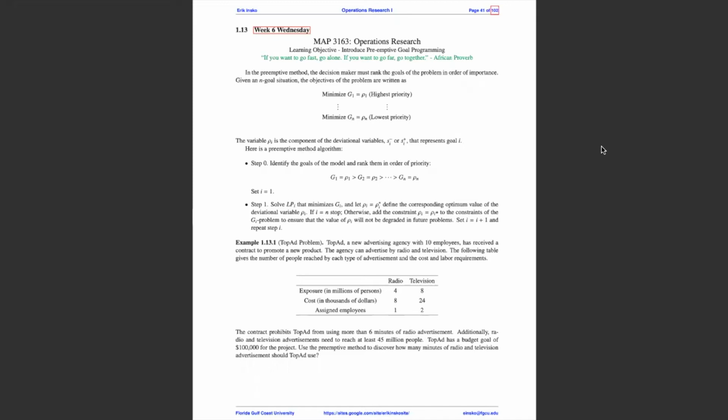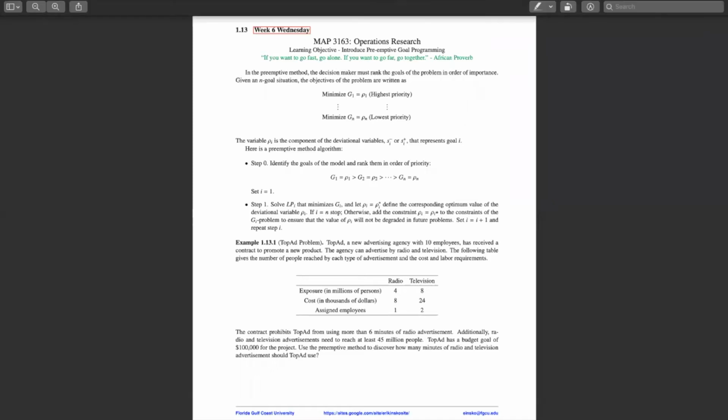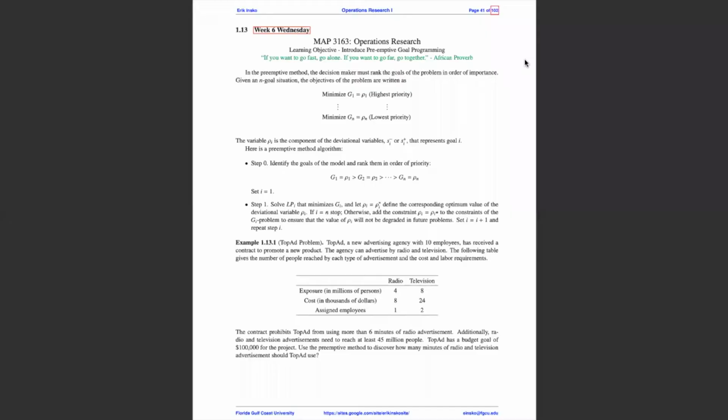Hello everyone, this is week 6 Wednesday and it introduces preemptive goal programming. This method is used when there is no solution that will satisfy all of the goals, and in this case the decision maker must rank the goals in order of their importance, and it introduces variables rho i in the component of the deviation variables.